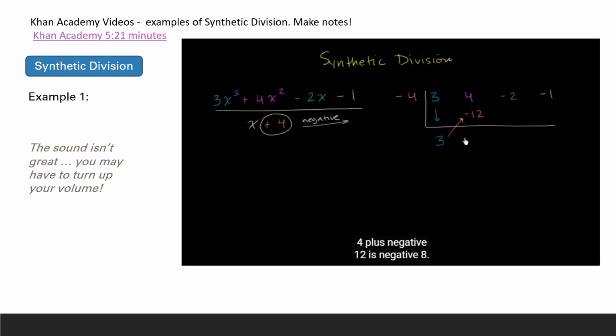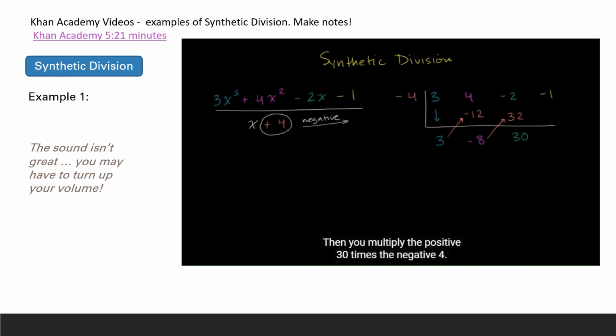4 plus negative 12 is negative 8. Then you multiply negative 8 times the negative 4. I think you see the pattern. Negative 8 times negative 4 is positive 32. Now we add negative 2 plus positive 32. That gives us positive 30.